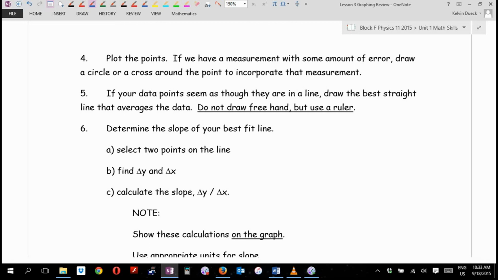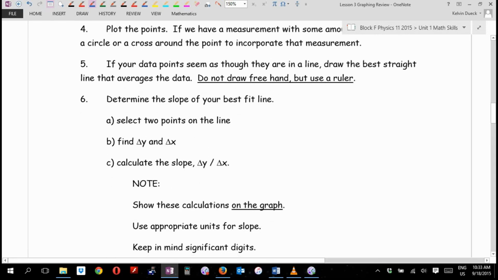If you have a measurement with some amount of error, you draw a circle or a cross around the point to incorporate that measurement. Those are called error bars. We're not going to get into that this year, even though we know all of our measurements are going to suck. Because we know they suck, we're just going to pretend they're accurate, because otherwise our error bars would take up half the graph. I don't have good equipment. Sorry.